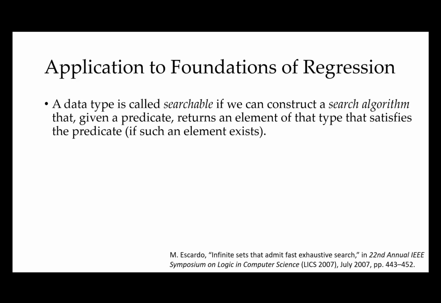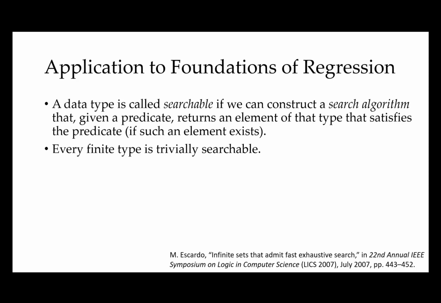This is work done by Martin Escardo. A data type's called searchable if we can construct a search algorithm that, given a predicate, so we ask it some sort of question, returns an element of that type that satisfies the predicate, if such an element exists. For example, if we looked at all the numbers between 1 and 10 and said give us back an even number, it can do that, so it will return the first even number it finds. If we said give us back 11, then it's just going to return something bogus, but we know that such an element doesn't exist, so that's fine.